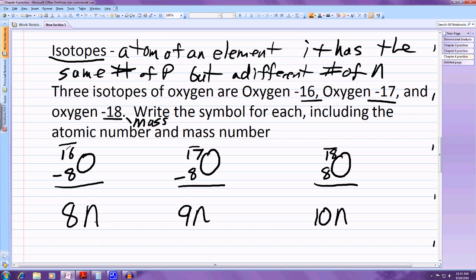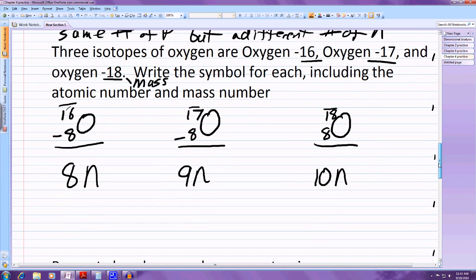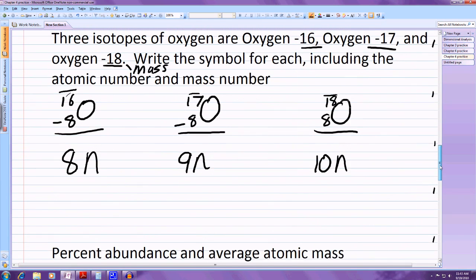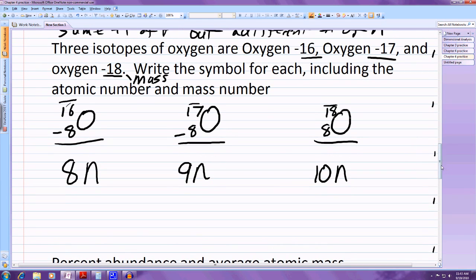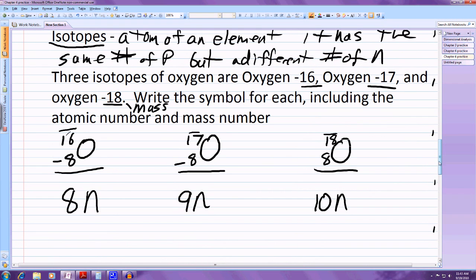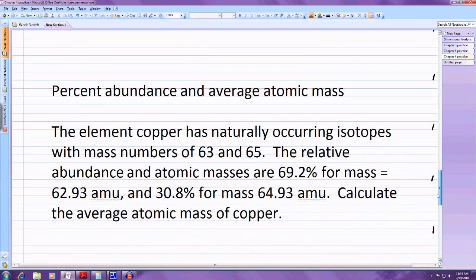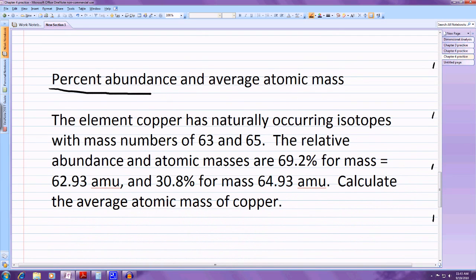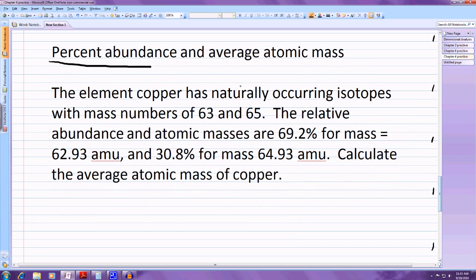Now, they don't always go just simply by one. Sometimes they'll vary by more. Now, not all isotopes occur at the same rate on Earth or in the universe. So we've developed something we call percent abundance: how abundant is each isotope in the universe? And it gives us our average atomic mass.